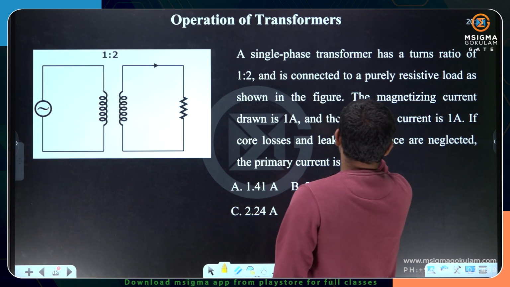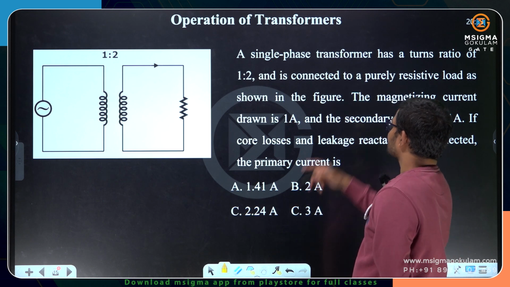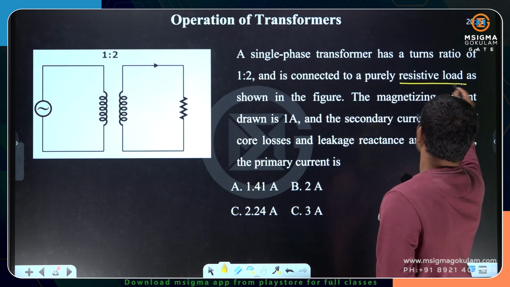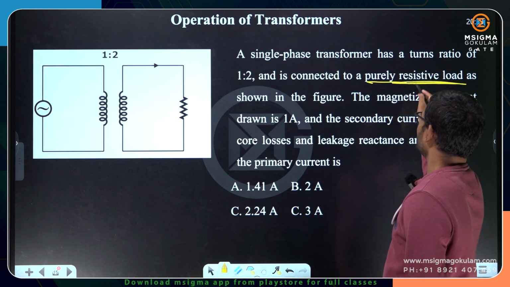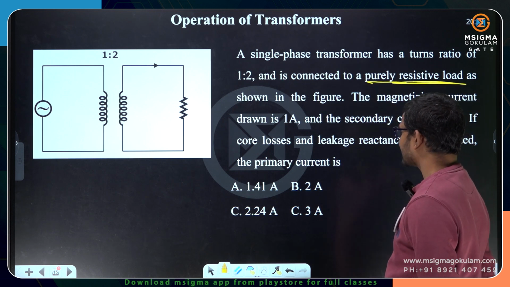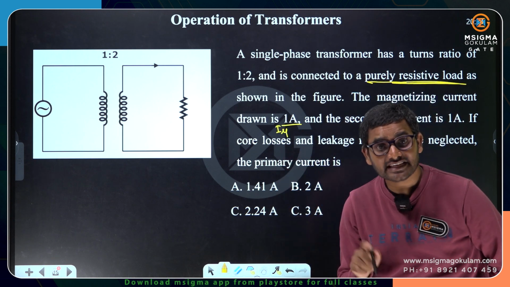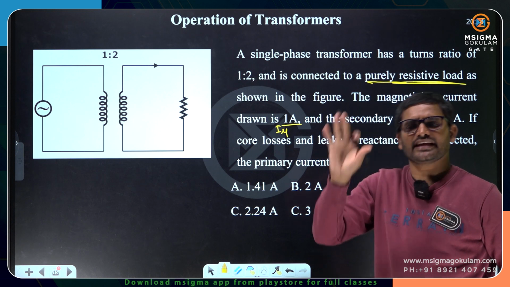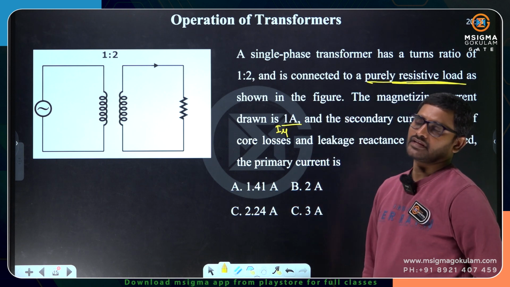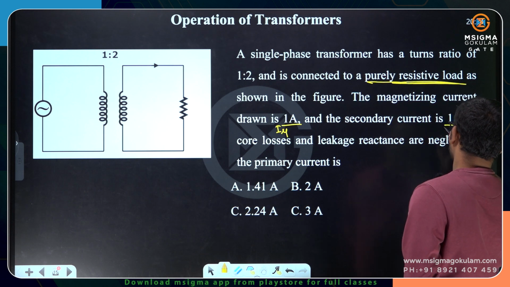A single phase transformer has a turns ratio of 1:2 and is connected to a purely resistive load, as shown in the figure. The magnetizing current is 1 ampere. He has given magnetizing current, he did not mention exciting current. Exciting current you take as no load current I0. The magnetizing current is 1 ampere and the secondary current is 2 ampere.